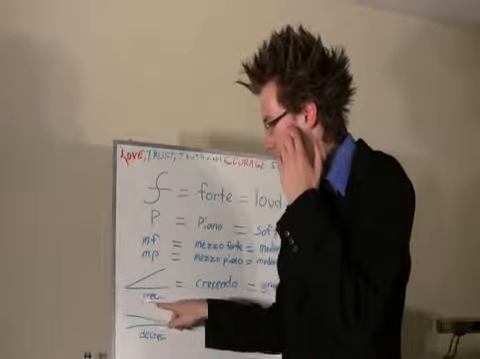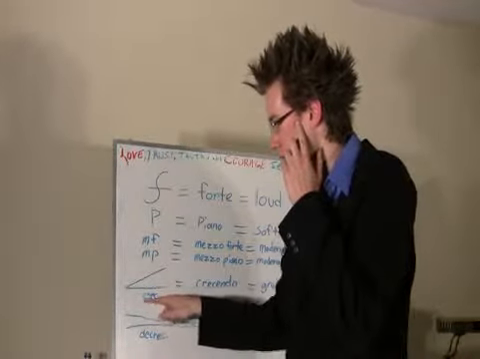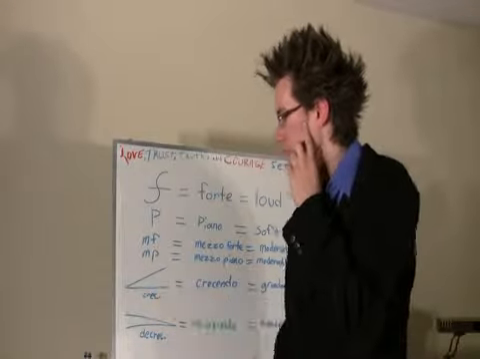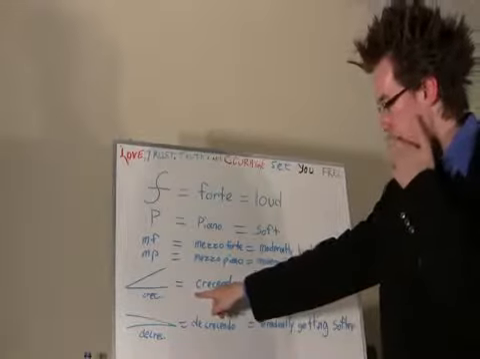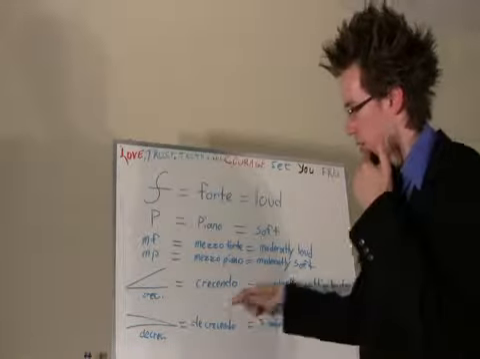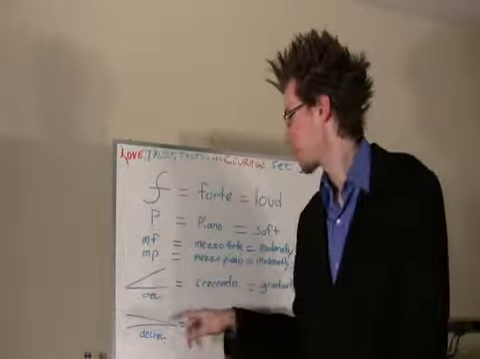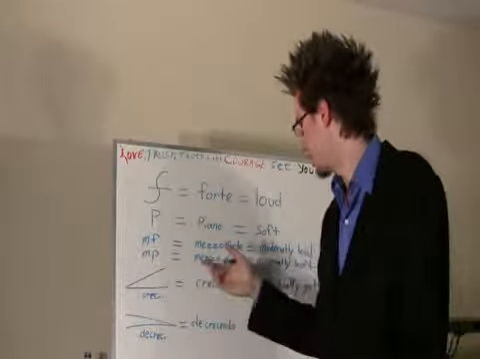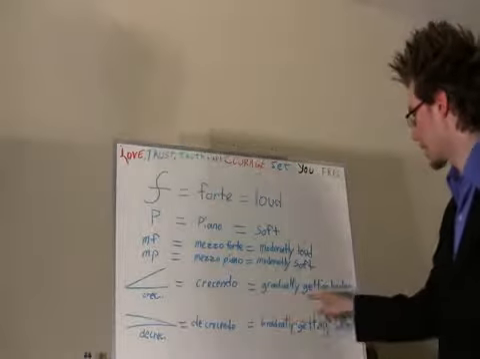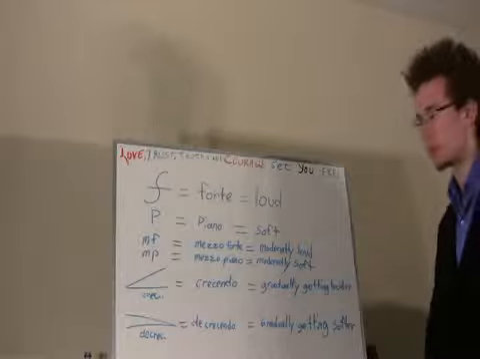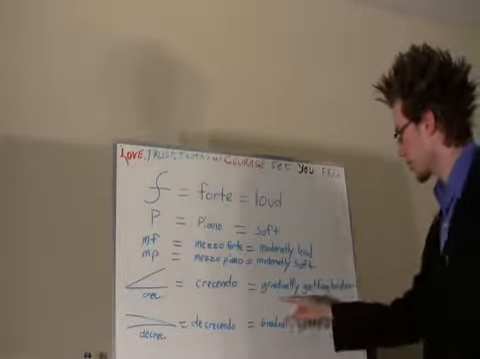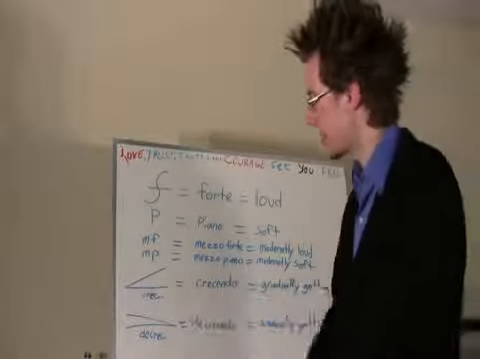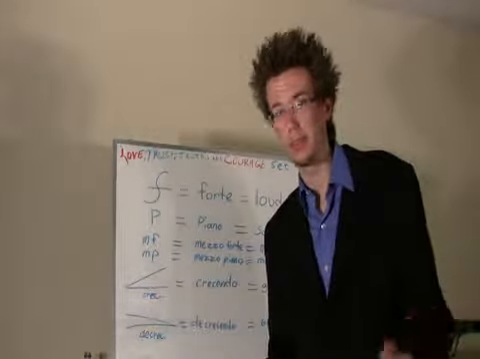They also abbreviate this sometimes as C-R-E-S-C. It's actually pronounced crescendo. Crescendo. What it means is gradually getting louder. Okay, that's what it means. Gradually getting louder. So gradually getting louder is a crescendo. Crescendo is gradually getting louder.